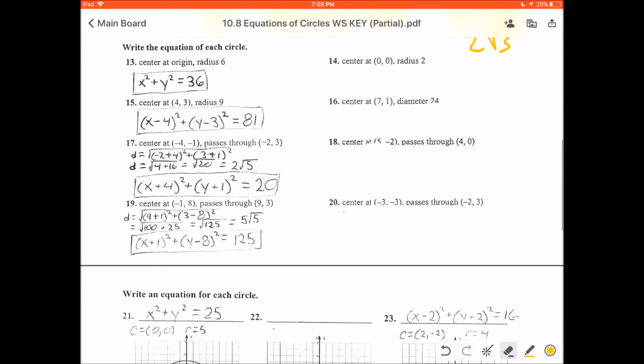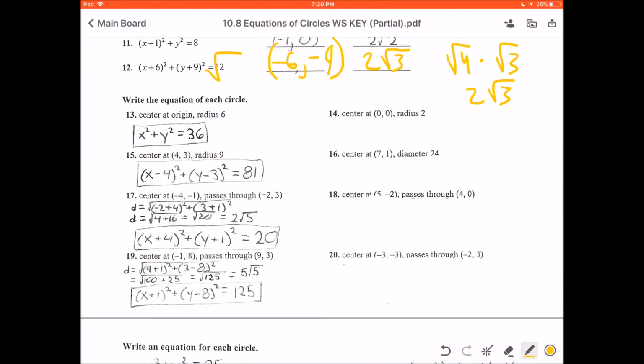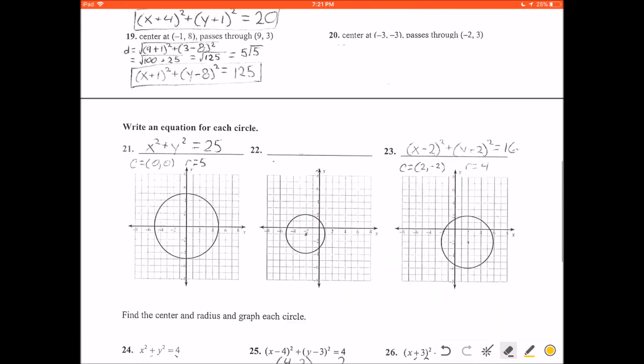Okay, let's do number 16. So if the center is at 7, 1, you know that it has to be x minus 7 squared plus y minus 1 squared equals. Diameter is 24. So your radius is half the diameter. So radius equals 12. And in your equation, you have to square the 12. So you get 144. Let's do one final problem and call it a day.